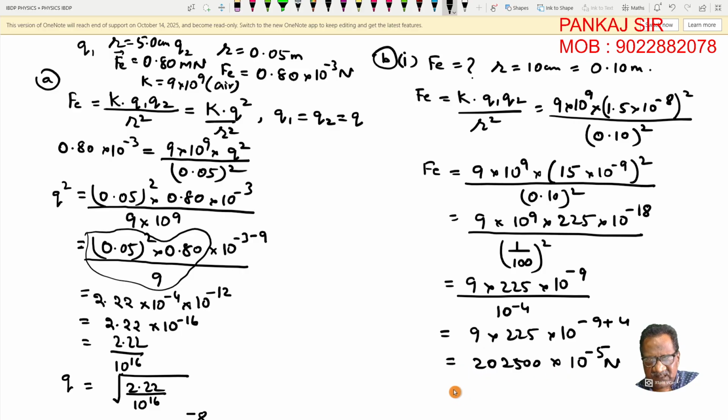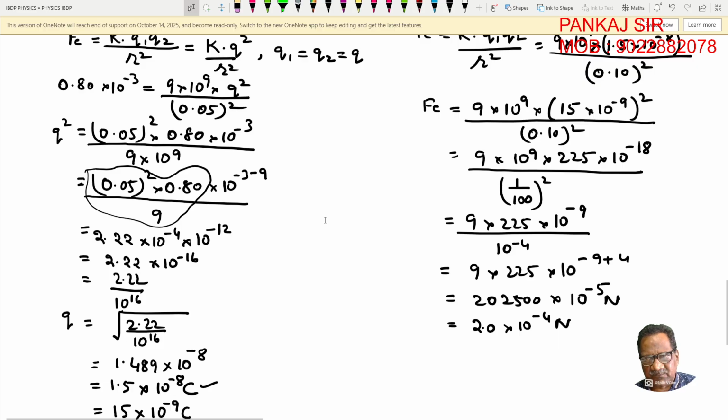Now let us convert this into scientific notation. So if you want to do that, I will bring the decimal point at this point, 2 point. If I do that, 1 2 3 4 and 5, so 2.0 times 10 raised to minus 4 Newton. Okay, this should be the answer in newtons. So that was the answer for the B sub question 1. So the force will be 2 into 10 raised to minus 4 Newton.